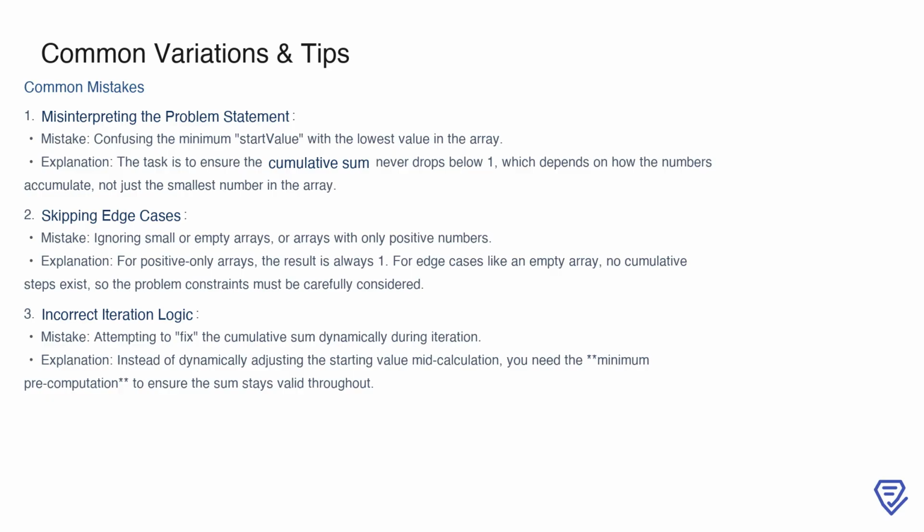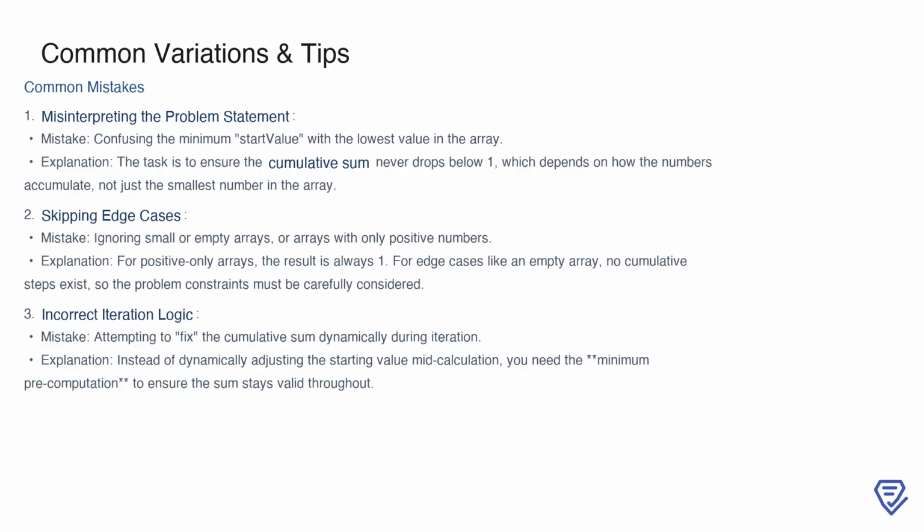The key is to ensure the cumulative sum never drops below 1, which depends on the way numbers accumulate step by step, not just the smallest individual number. Another mistake is skipping edge cases. For example, in arrays containing only positive numbers, the result is always 1 because the cumulative sum is inherently positive. Similarly, for small or empty arrays, you must carefully consider the problem constraints to avoid unexpected errors.